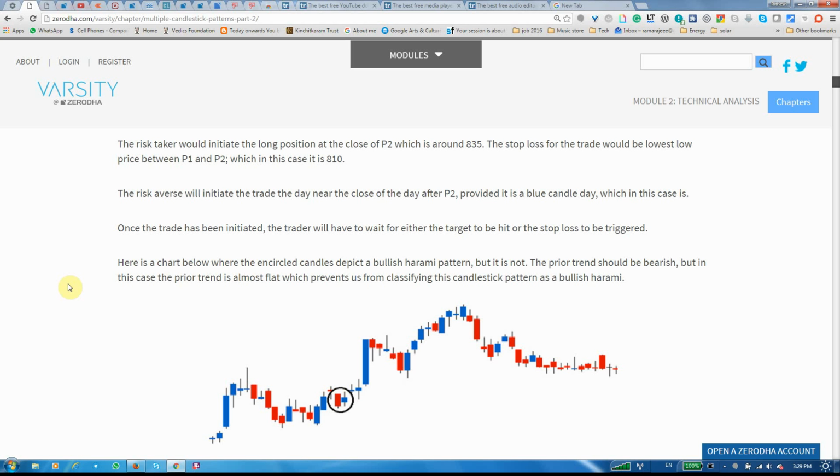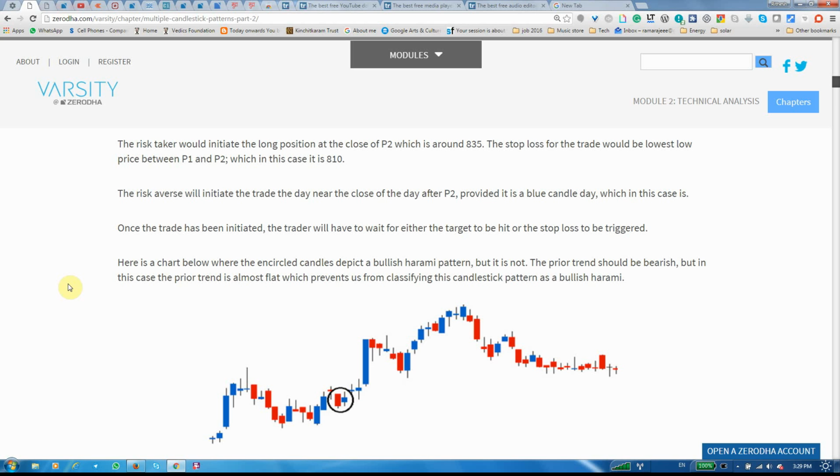Here is a chart below where the encircled candles depict a bullish harami pattern. But it is not. The prior trend should be bearish, but in this case the prior trend is almost flat, which prevents us from classifying this candlestick pattern as a bullish harami. And here is another example where a bullish harami occurred but the stop loss on the trade triggered, leading to a loss. 9.3 The bearish harami.